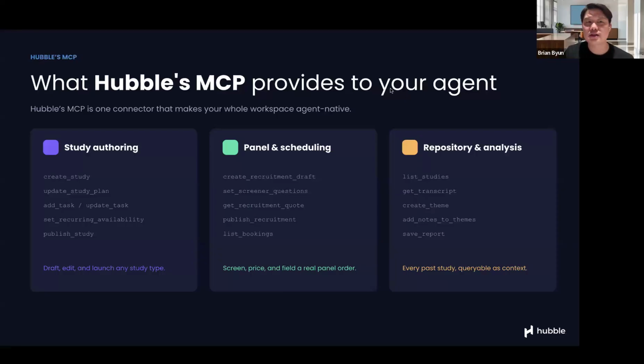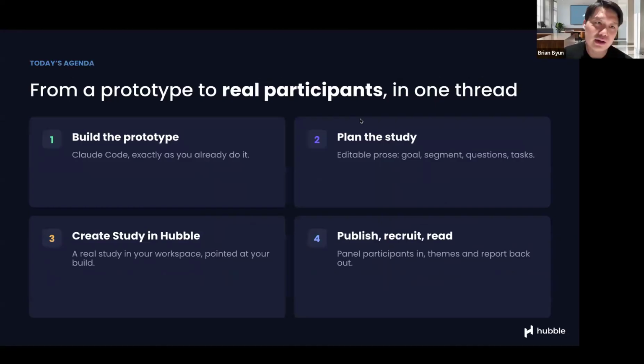So just as a recap, Hubble's MCP is what we're going to focus on today, and we'll talk about how prototype testing can work within this context. The MCP supports authoring, creating the studies, planning for them, recruitment, as well as repository and analysis. Today I'm going to use a Claude-generated prototype as an example, and walk you through these 4 steps: build the prototype, plan the study, create the study, publish and recruit, and read the study after we're done with everything.